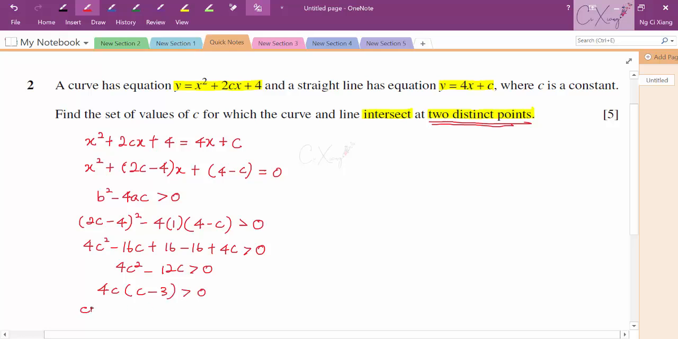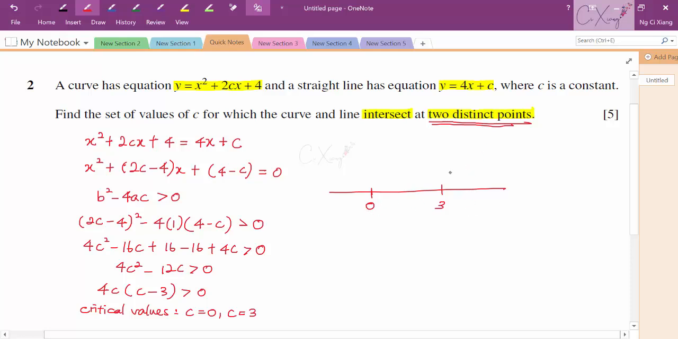Okay, so from here, I can see very clearly that I have two critical values for c. So the critical values will be c equals 0 and also c equals 3. So by using these two critical values, you should try to decide where it is positive and where it is negative. All right, so I'm having these two critical values.